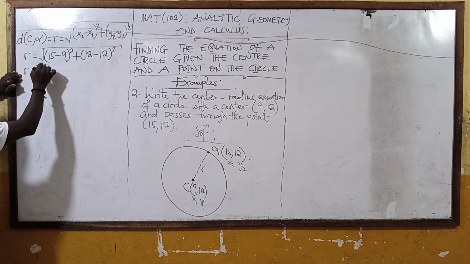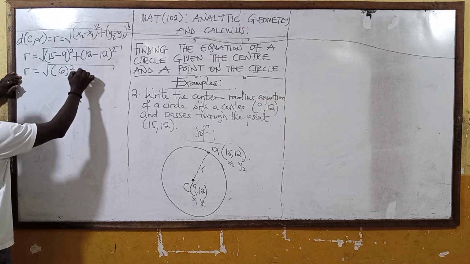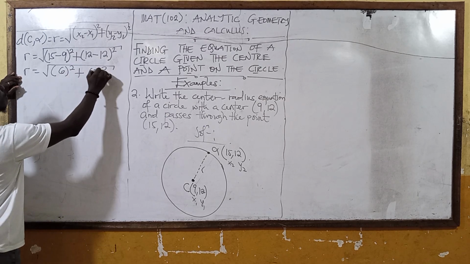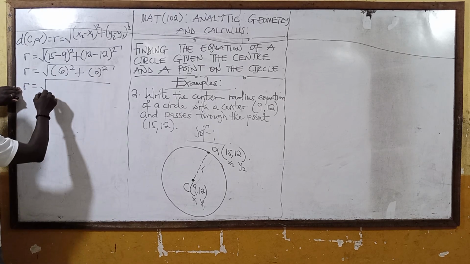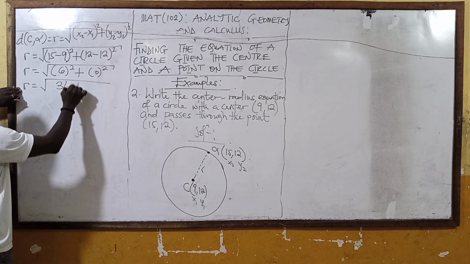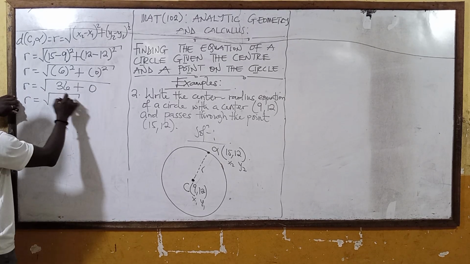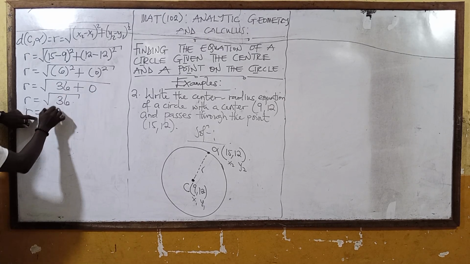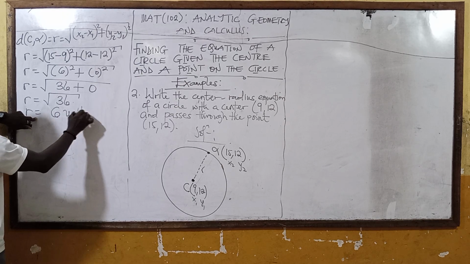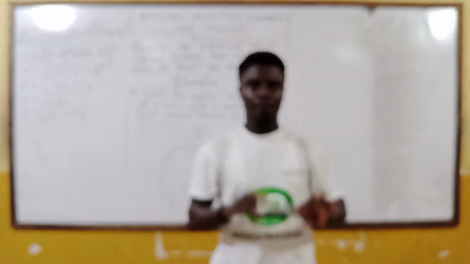So my radius must be equal to the square root of 15 minus 9, we obtain 6 squared, plus 12 minus 12, which is 0 squared. My radius must be equal to the square root of 6 squared, I obtain 36, plus 0 squared is 0. Radius must be equal to the square root of 36 plus 0, we have 36. Radius must be equal to 6 units. So that's the radius of the supposed circle.